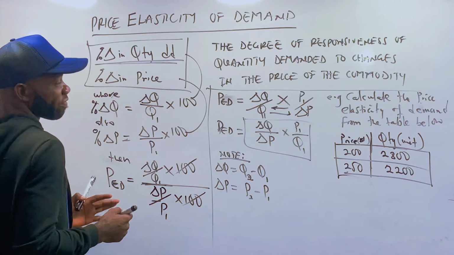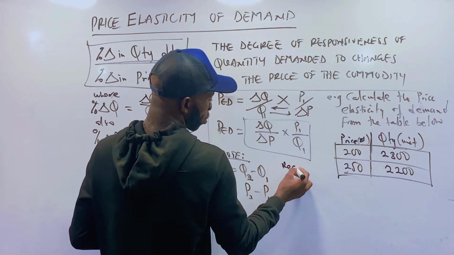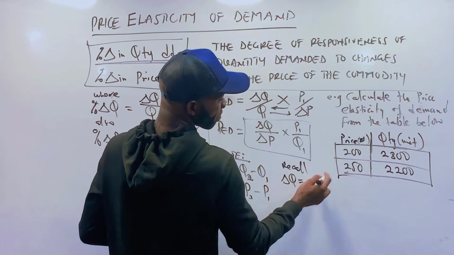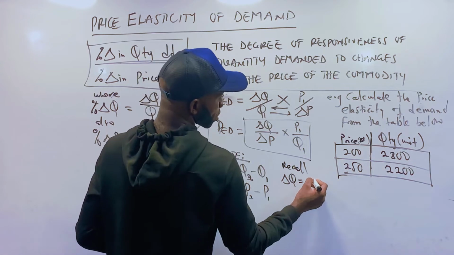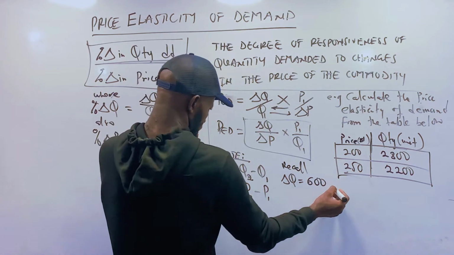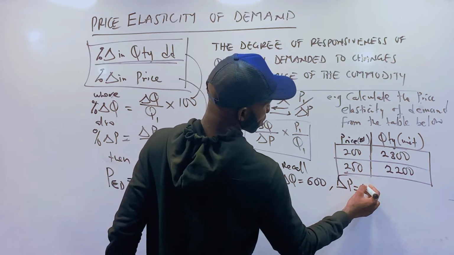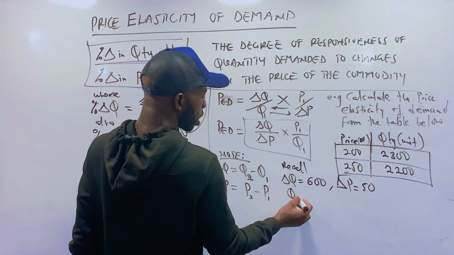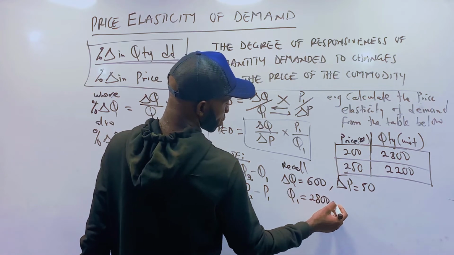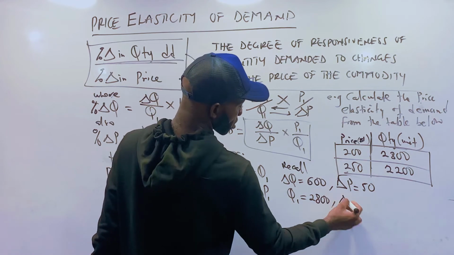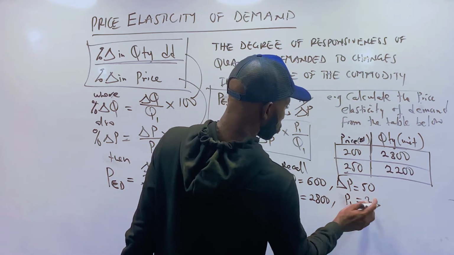We can use both the conventional method and also use the shortcut. So let's start with the shortcut method. I have to recall that my change in quantity from what I can see on the board is the difference between this and this. 2,800, 2,200 will give us 600. Change in price, the difference between the two of them is 50. Don't forget, we also need the value of the first quantity. First quantity here is 2,800. And then we have first price, which is 200.